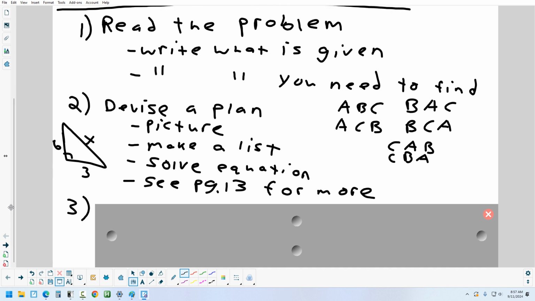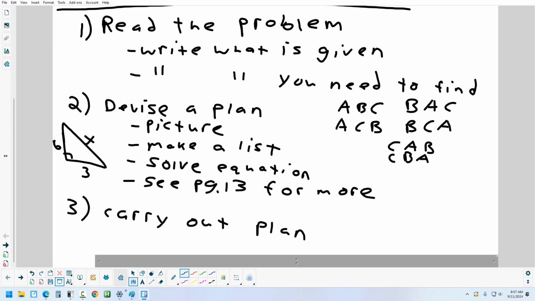All right, so once you break down the information they give you and come up with a plan of what method you're going to use, now you actually have to carry out that plan. Okay? So that's the last step. Try to solve your problem using the method that you decided on in step 2.